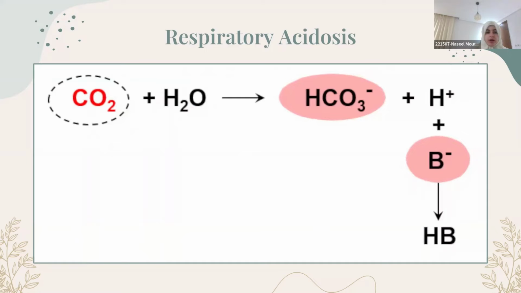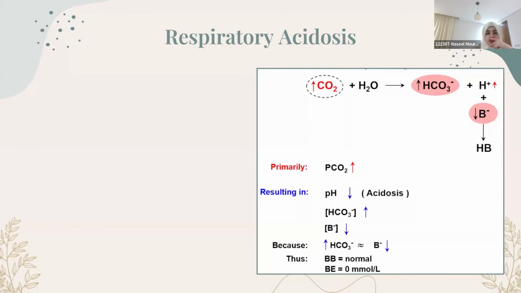Exactly. You're having an increase in carbon dioxide. So this is your primary change. Now what happens? The reaction will be going that side. So this increased carbon dioxide will bind water and produce bicarbonate and H plus. Now this H plus is going to be taken up by B minus and it will produce HB. Again, we mentioned this before: any increase in HCO3 is balanced by a decrease in B minus. So your buffer bases would be equal. Base excess would be 0. And your pH goes down. So this is what we're saying.